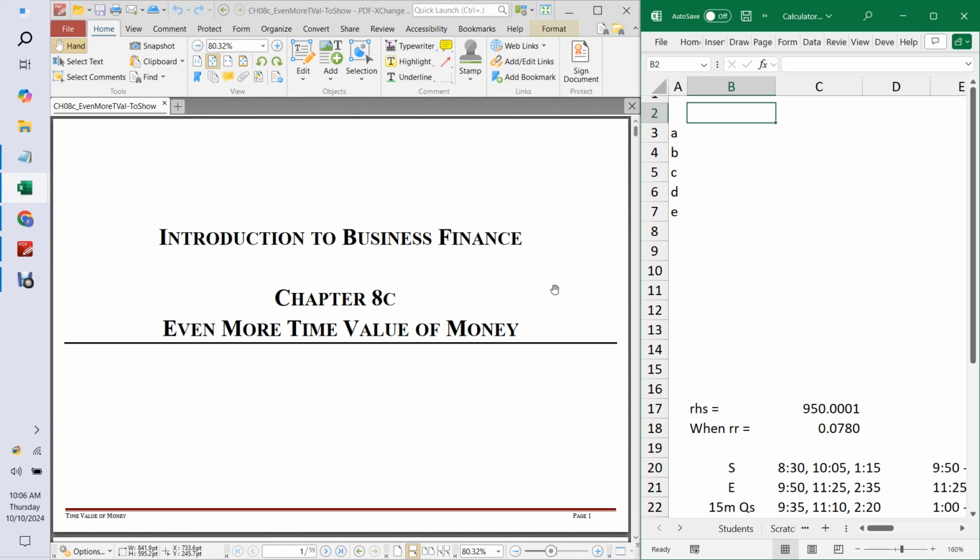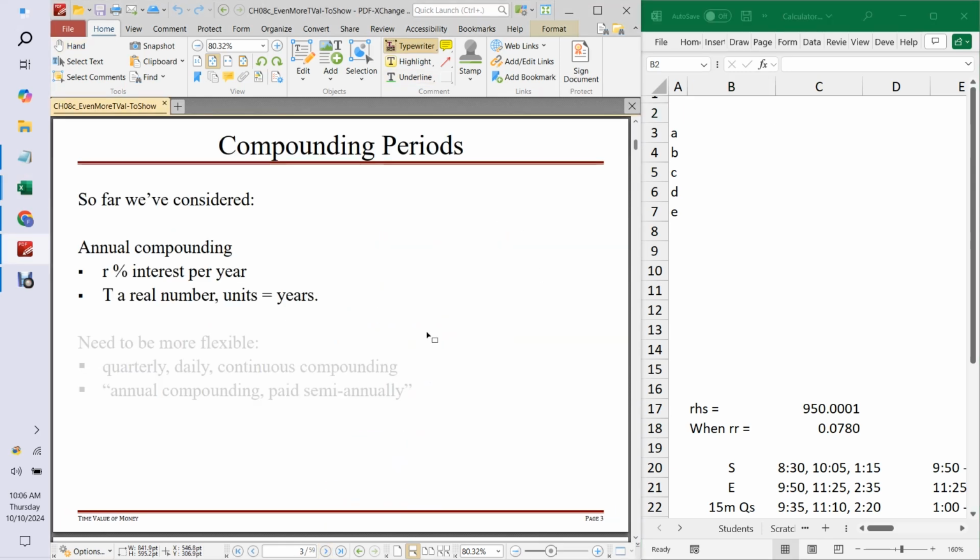Today we're going to be covering Chapter 8C. In this chapter, we're going to be thinking about using different compounding periods than annual compounding periods. So far, everything we've done has been with annual compounding. That means we're getting our % interest per year, and we've measured time in units of years.